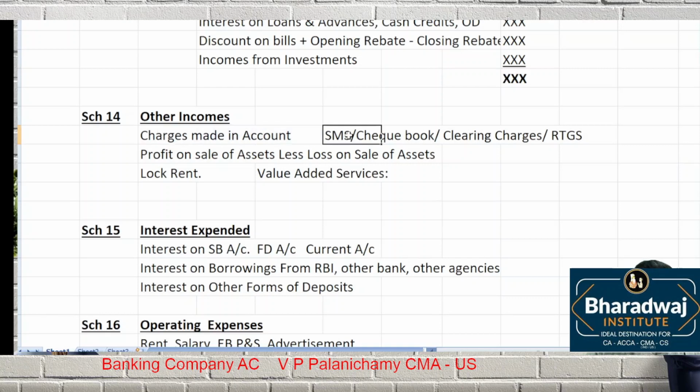Include any other income. Charges made in the account, profit on sale of asset minus loss, locker rent, any other value added services you can include here. Even brokerage or commission charged by the banker, exchange transaction commissions, all these will come. Forex transaction also.